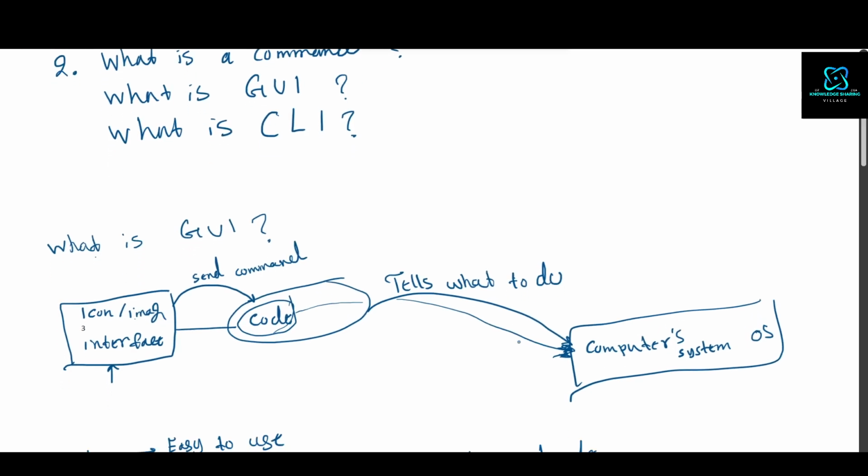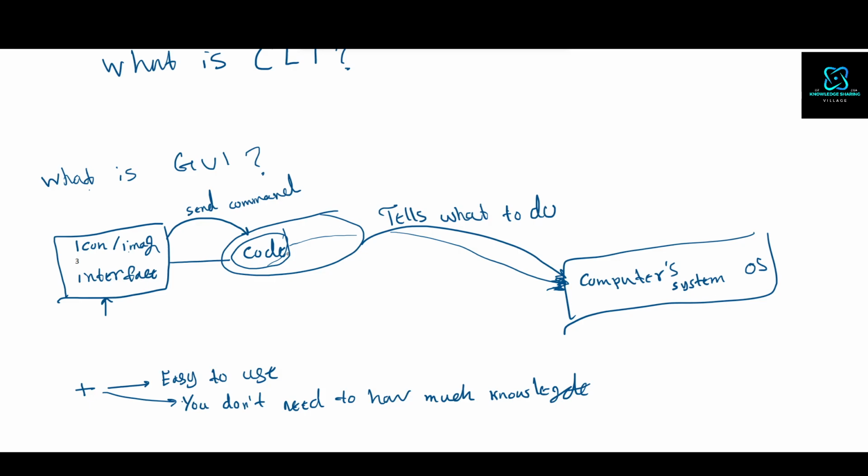The positive side with the graphical user interface is that it's easy to use, and you don't need to have knowledge of what is happening behind the scenes. You just click on it, then your computer does that thing. You don't need to know what is happening between after you click on that icon and then you get your response from your computer system. You just click on it and then wait for your answer. But the downside is you don't have much control over it. You don't know what exactly is happening behind the scenes, compared to the command line interface.